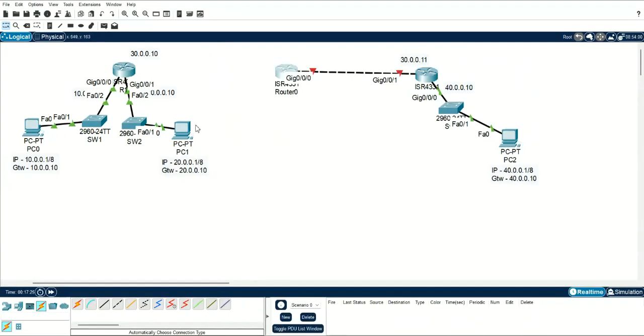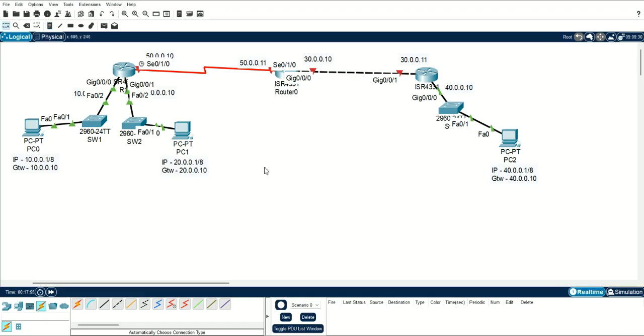So this one, this IP, no, I'm moving here. Here we are going to have new IP. Okay, so the IP that I'm going to have here is going to be 50.0.0.10 and 50.0.0.11.